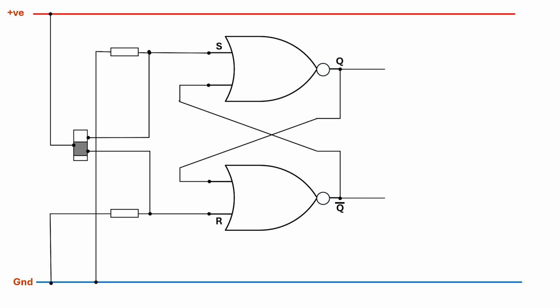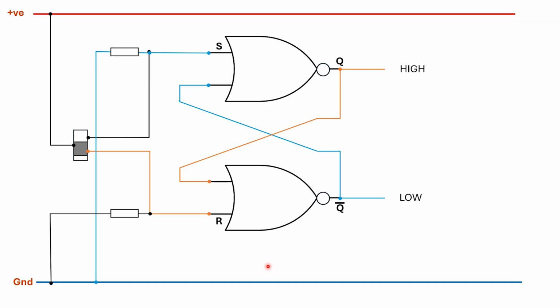Let's see what's happening in this circuit when we have our switch in the lower position. Note that each of the inputs S and R are connected to the ground bus via pull-down resistors. In the case of S, because its switch terminal isn't connected, the pull-down resistor will pull it low.